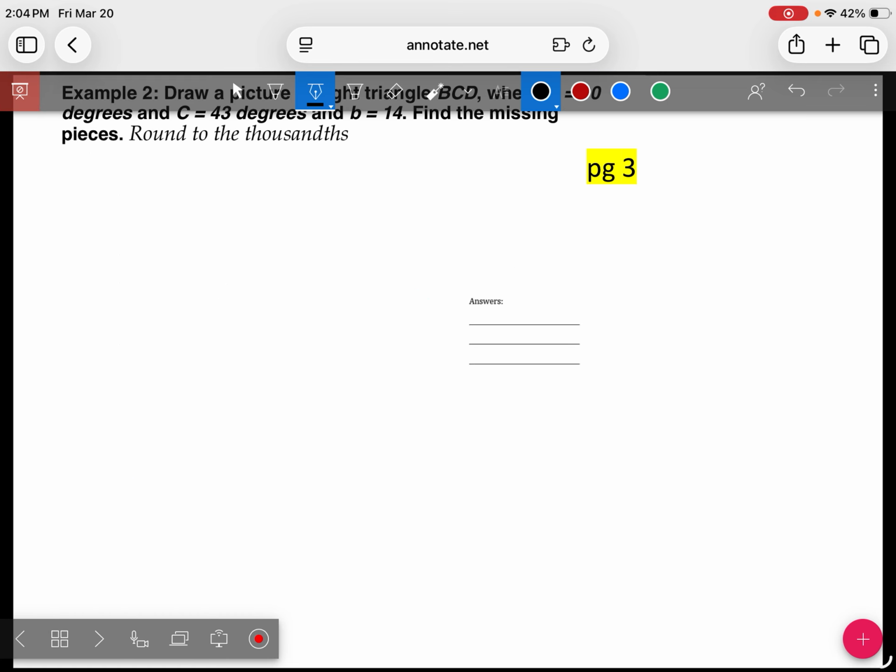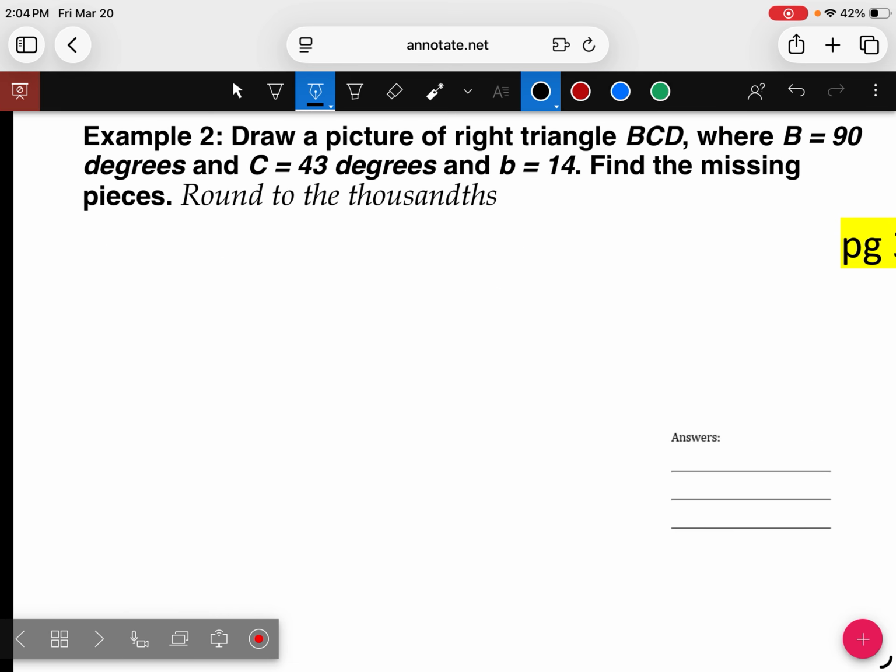All right, so this time the triangle is BCD. So I'm going to draw my right triangle. Now notice it says that B is my 90-degree angle. So I have to put my capital B right here. That has to be where I put my capital B, next to the 90. Doesn't matter about C and D. They can flip-flop, but I'm going to put C at the top because it comes before D in the alphabet.